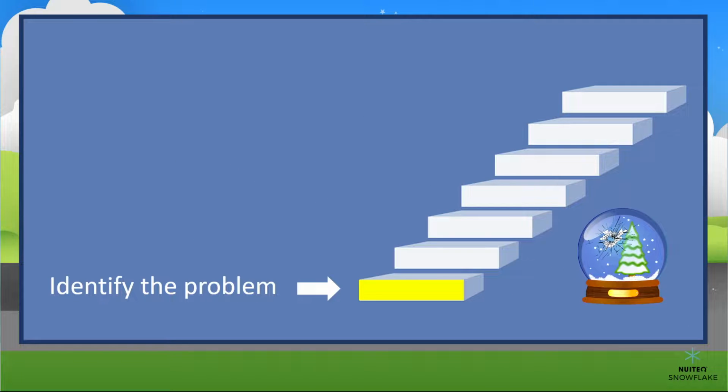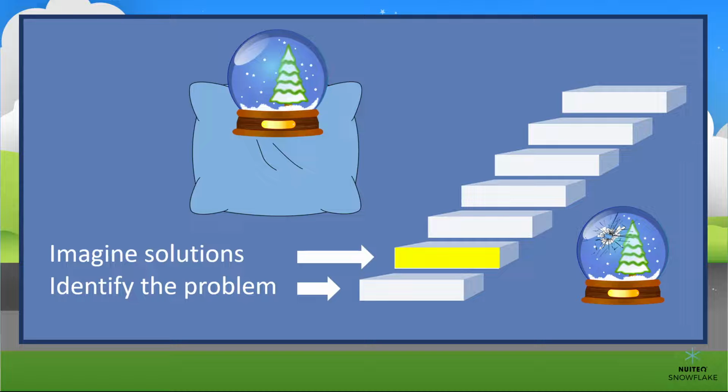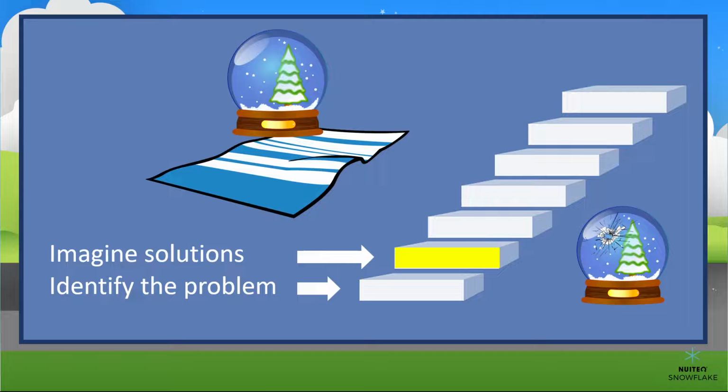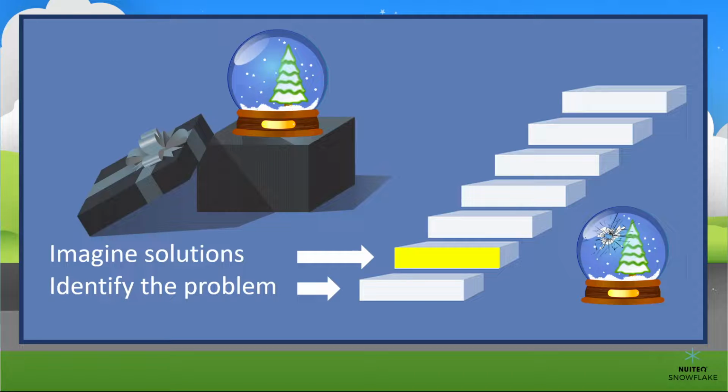Next, is brainstorming. Can you think of different ways that the factory could protect the snow globes? Maybe the snow globes could be placed on big, fluffy pillows? Or maybe they can be wrapped in thick, soft fabric. Or maybe a special container to place them in?